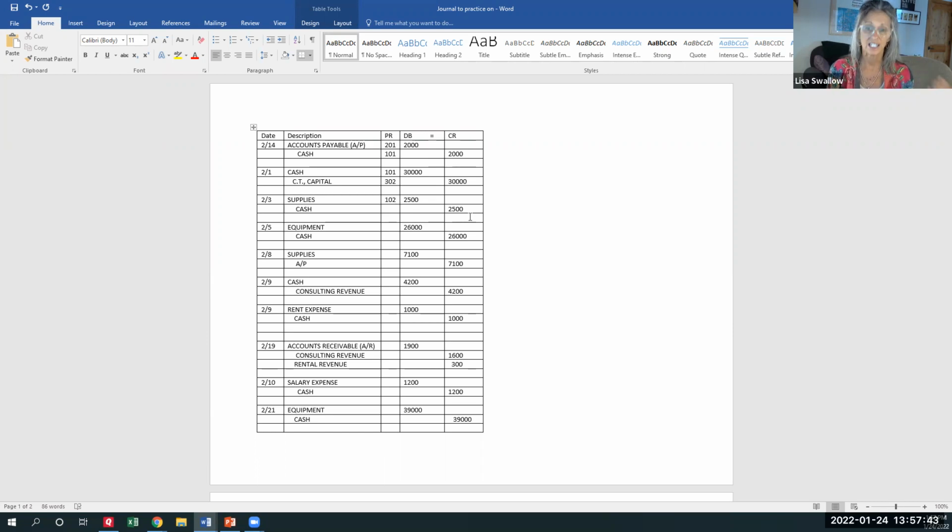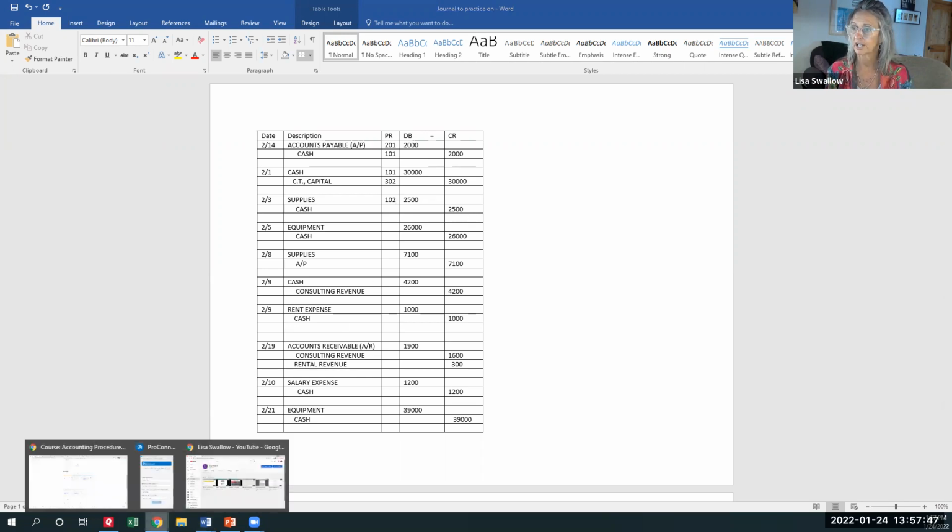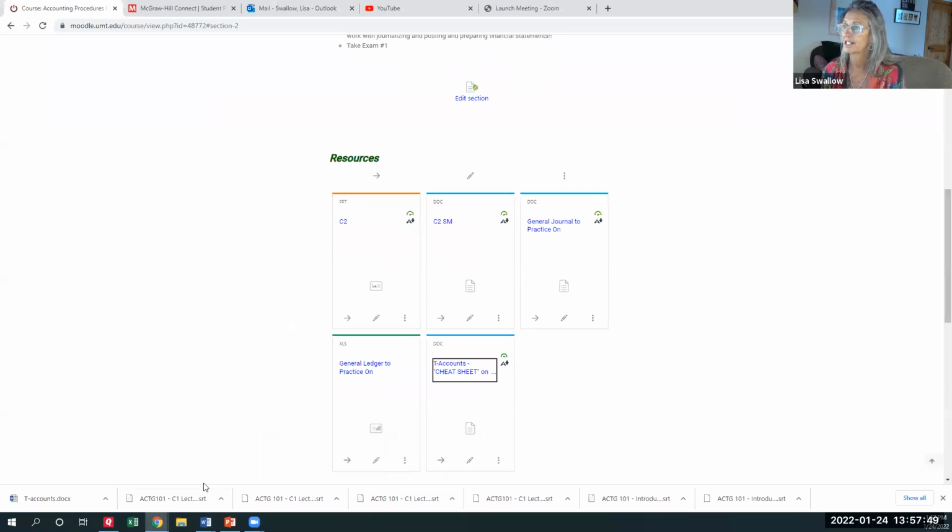It's very easy to just use a T account, but as for what a proper ledger account looks like, I've got an example of it on your Moodle account, and this is what it looks like.